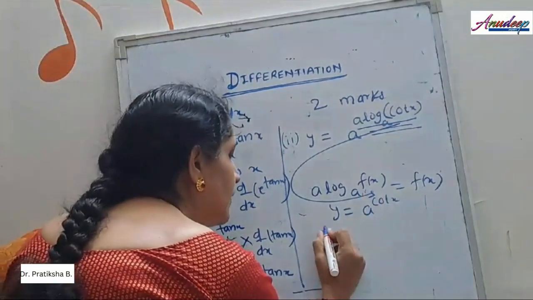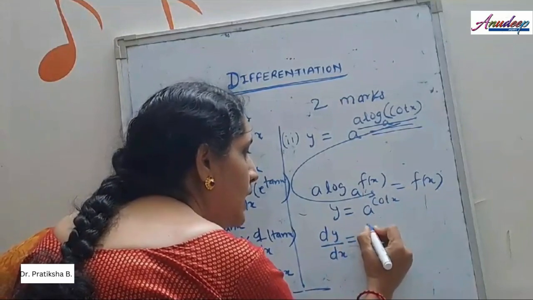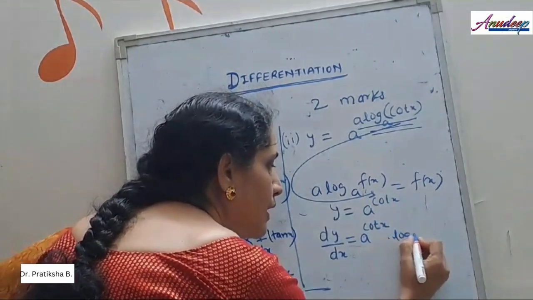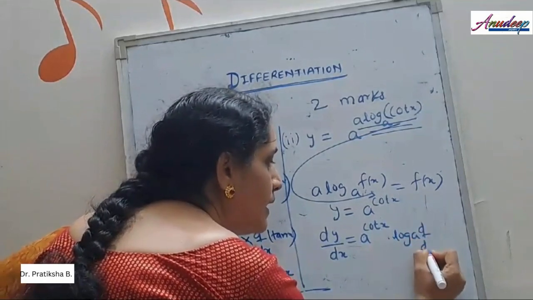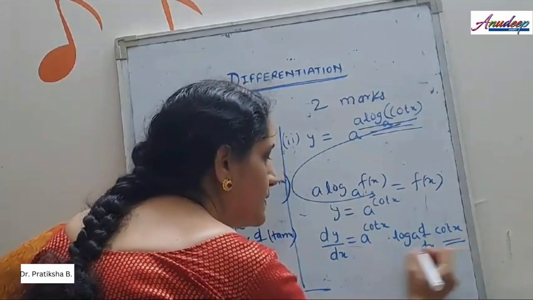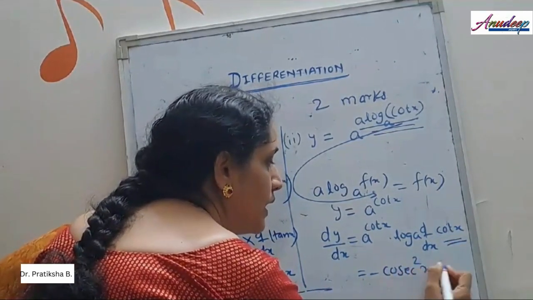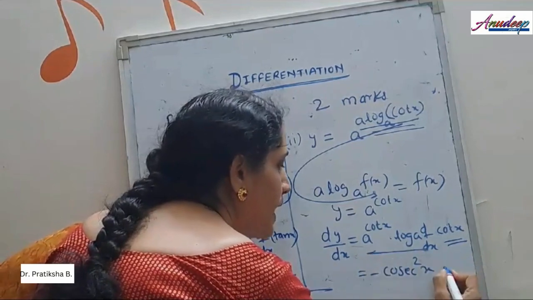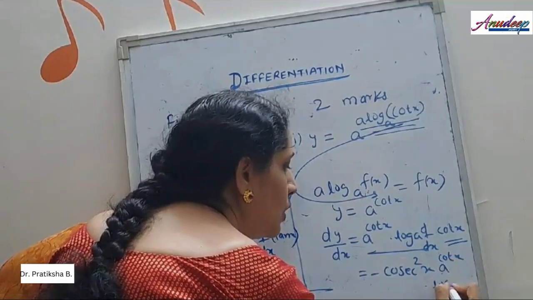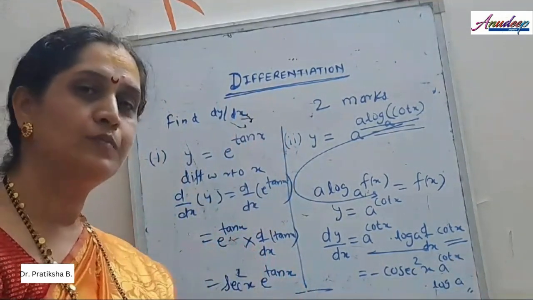So what do we get? When we differentiate both sides, we get dy by dx equal to a raised to cot x into log of a into d by dx of cot x. Now what is the derivative of cot x? It is minus cosec square x, and the term a raised to cot x into log a will be as it is. So that is the answer for this problem.